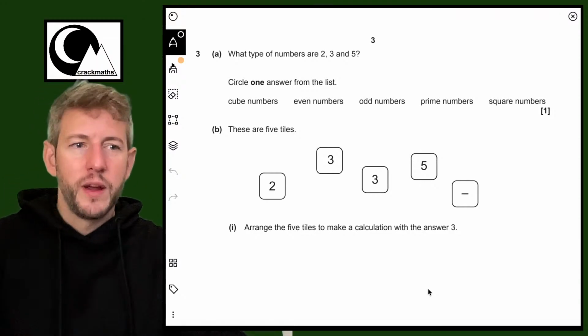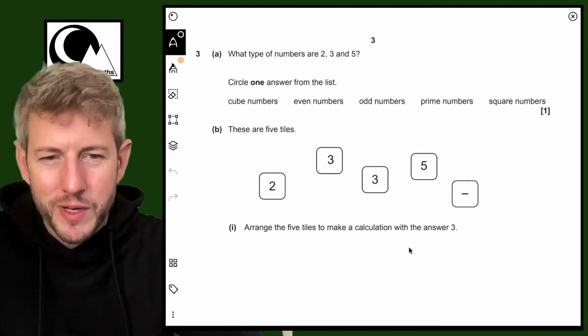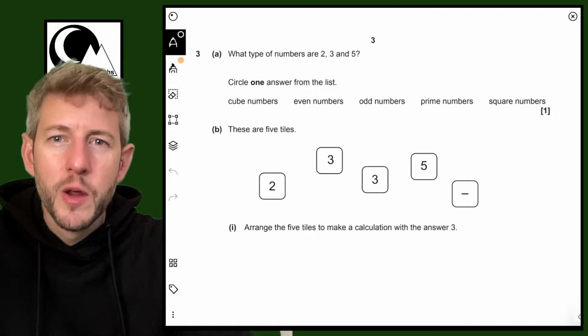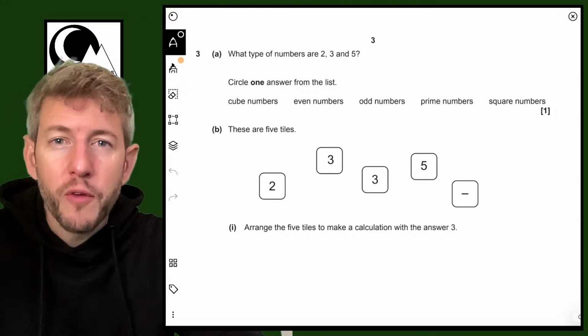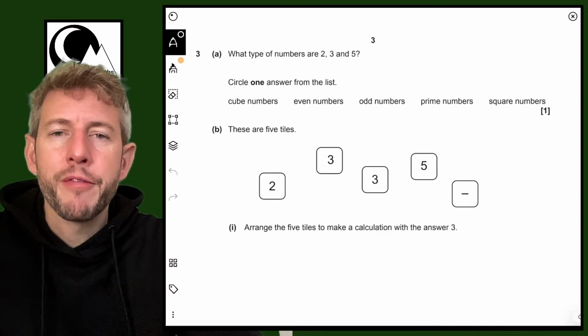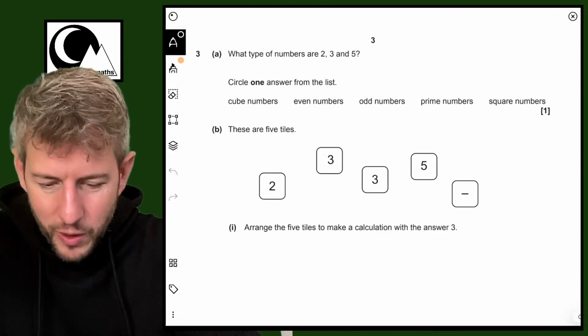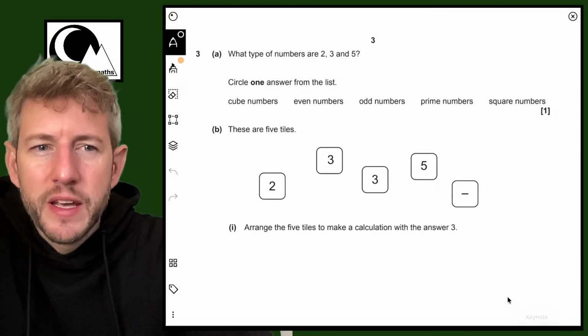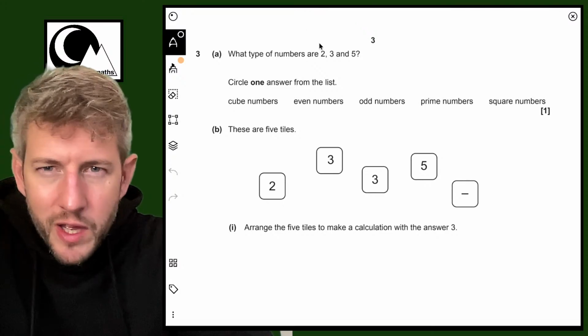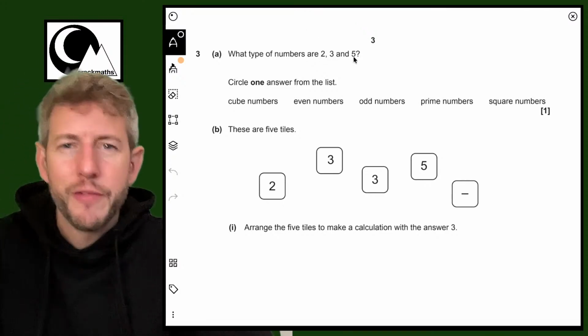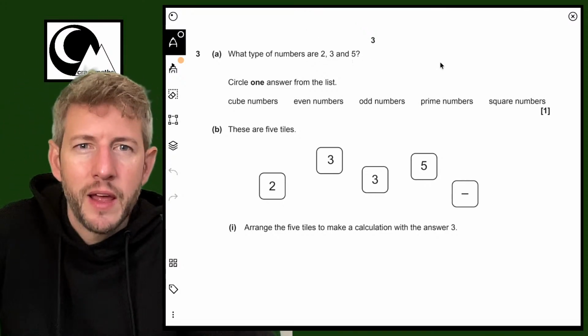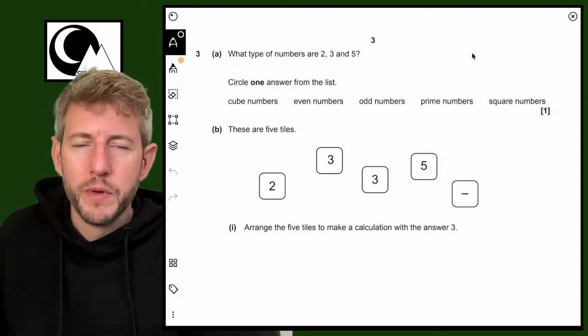Okay, perfect. Right, let's now take a look at this question here. This question says, what type of numbers are 2, 3 and 5? Circle one of the answers from the list. What we have here is cube numbers, even numbers, odd numbers, prime numbers and square numbers.